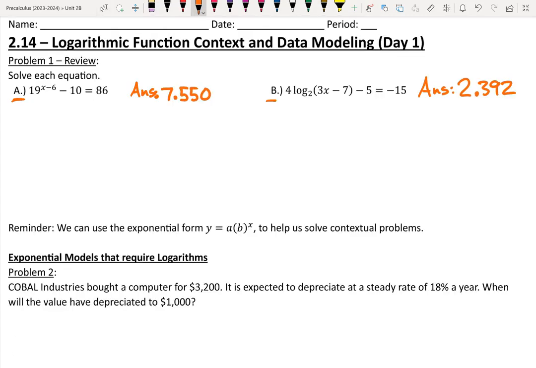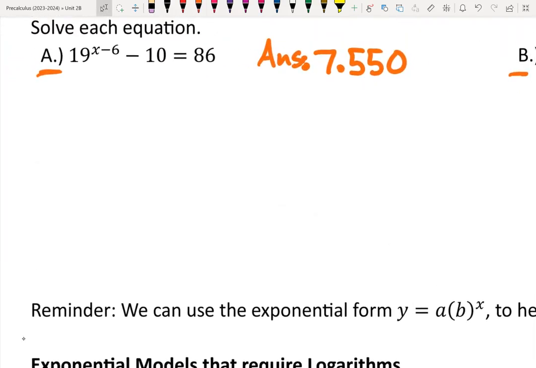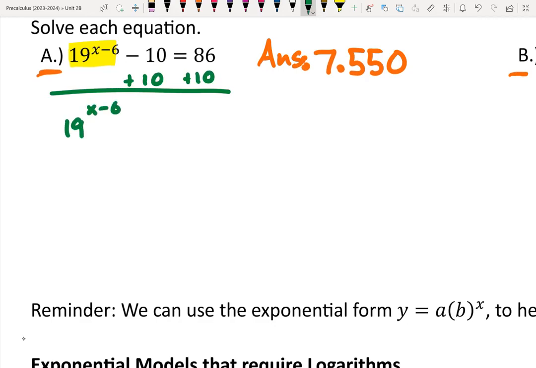All right, let's go ahead and look at these. Remind ourselves how we solve exponential logarithms. Remember, exponentials, you want to get the exponential term by itself first. So Chris, what do we do to solve? What's the first thing? Want to add the 10 so we can get that exponential term by itself. So I have 19 to the x minus 6 equals 96. Chris, what would we do after that?